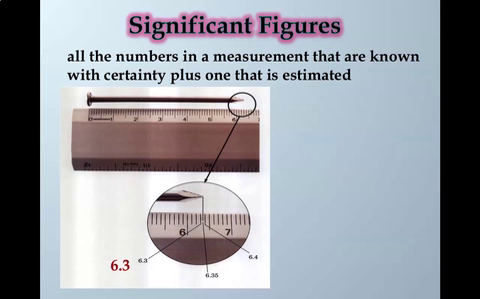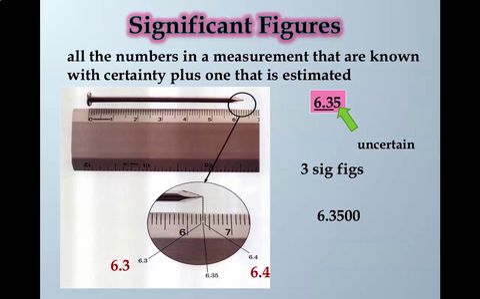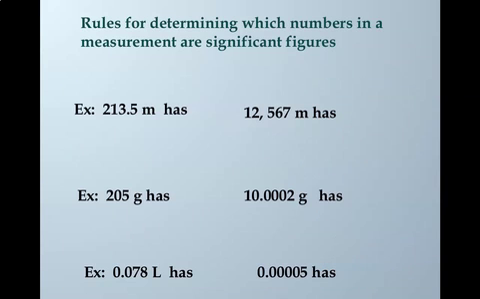Then what we're going to do at 6.3 and 6.4 is add one digit that is a guess, an uncertain digit. So it looks about halfway through. So we're going to call that 6.3. We know those for sure. And then we're going to add a 5 there. Okay, so that is 3 significant figures. We wouldn't want to put 6.3500 because those zeros say that we think it's more definite than it is. Okay, so just the 6.35.